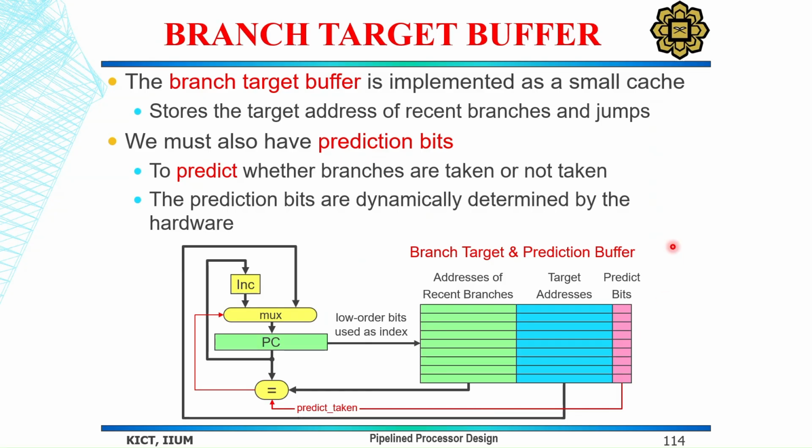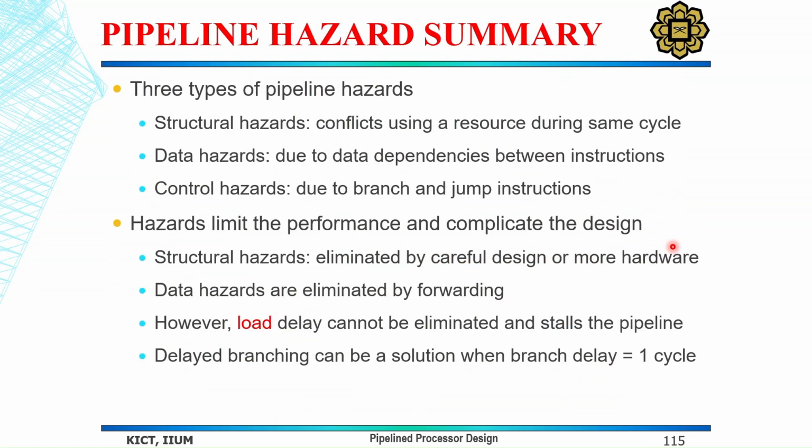So that's about the end of this chapter. Pipeline hazard summary: there are three types of pipeline hazards: structural hazards, data hazards, and control hazards. Structural hazards are conflicts using a resource during the same cycle, and in our current structure, there is no structural hazard. Data hazards are due to data dependencies between instructions, and control hazards are due to the branch and jump instructions.